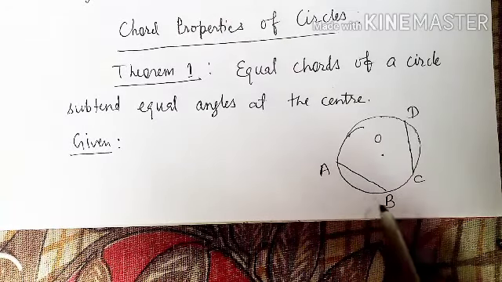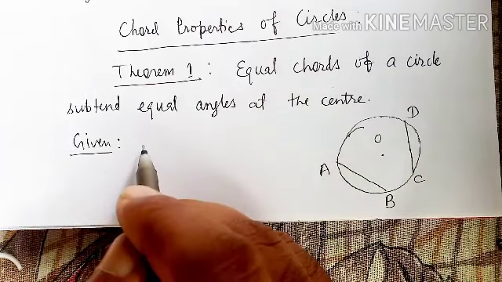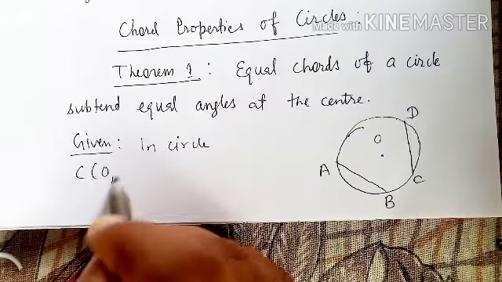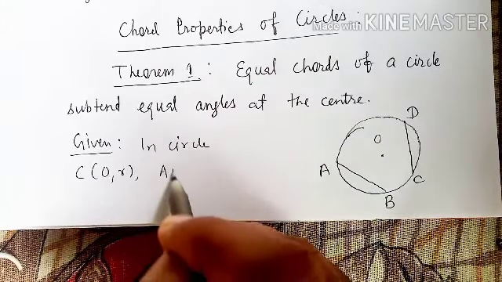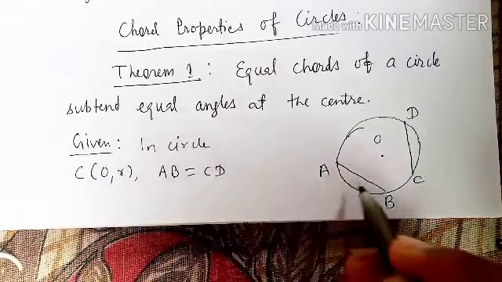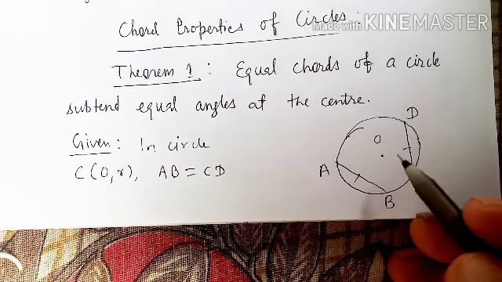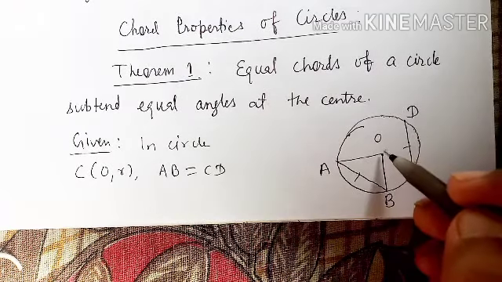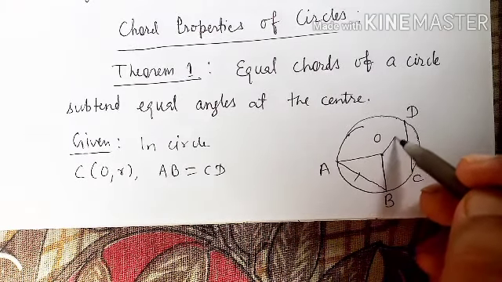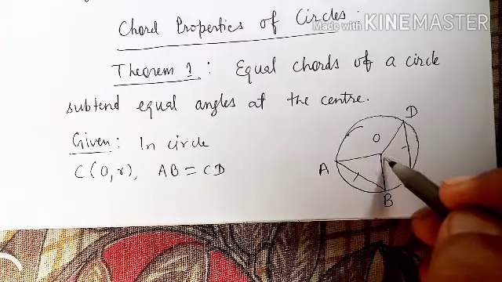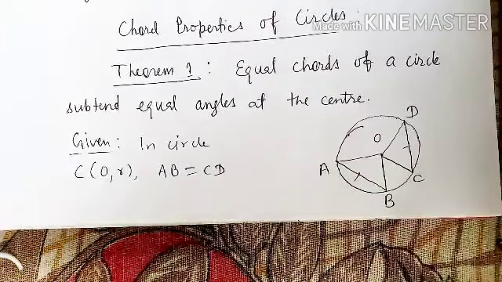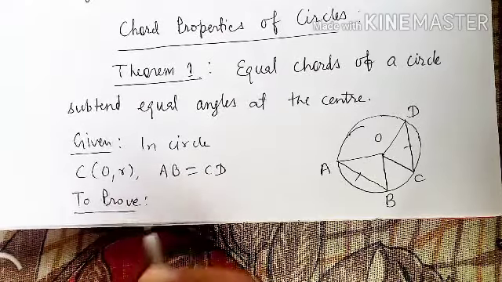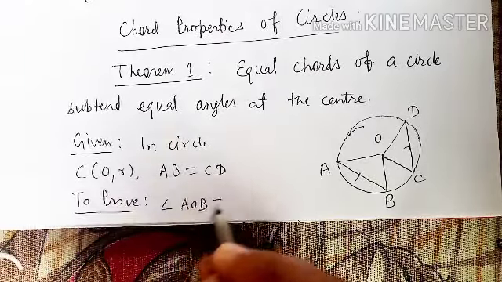In the figure, it is given that in circle with center O, AB is equal to CD. Chord AB subtends angle AOB and chord CD subtends angle COD. We have to prove angle AOB is equal to angle COD.